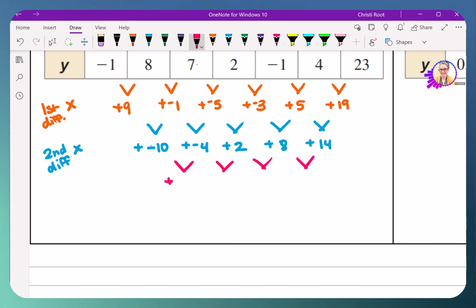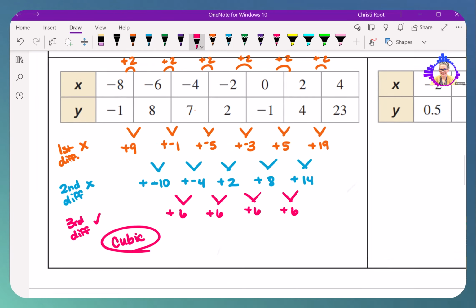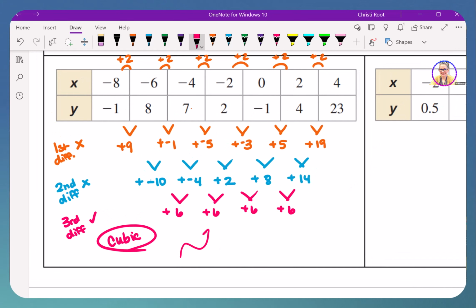So it looks like what we're doing is we are adding 6. And guess what? We finally made it work. So the third difference is the same. That means that this is going to be cubic when you graph that. And remember, cubic has that either up coaster or a down coaster kind of look to it. So that's how you identify it.